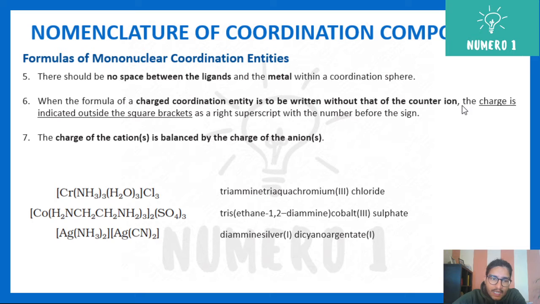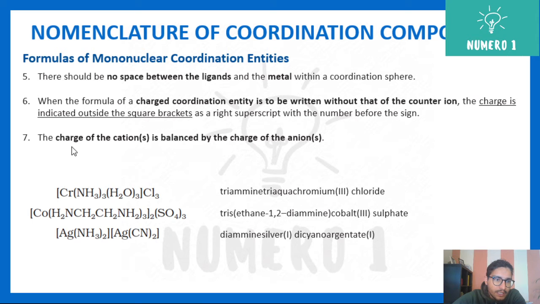Then the sixth point is when the formula of the charged coordination entity is to be written without that of the counter ion. You can see this is Cl3, so 3 chlorides are required as counter ions. Here you require SO4 as the counter ion. If the counter ion is not written, you write the charge on the top right side. If 3 chlorides are removed, there should be 3 positive charges, written as a right superscript on the entire coordination sphere.